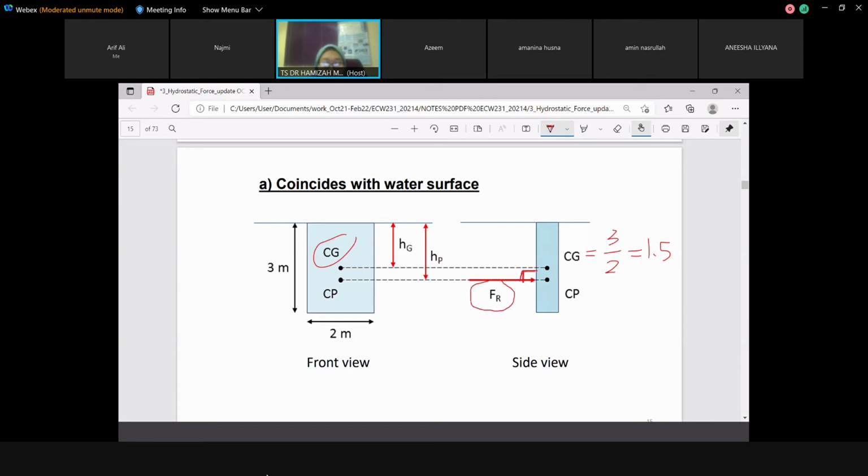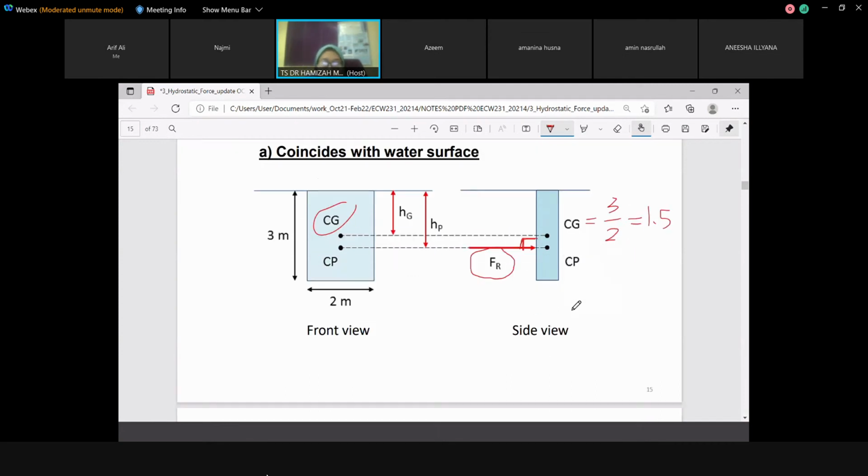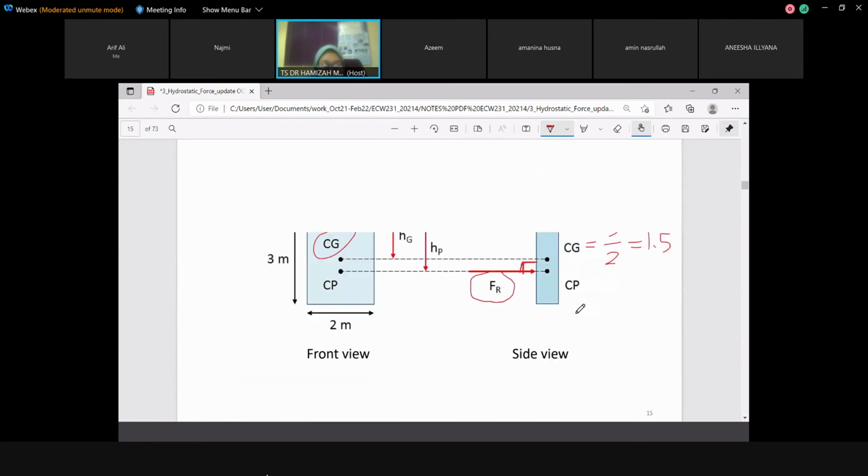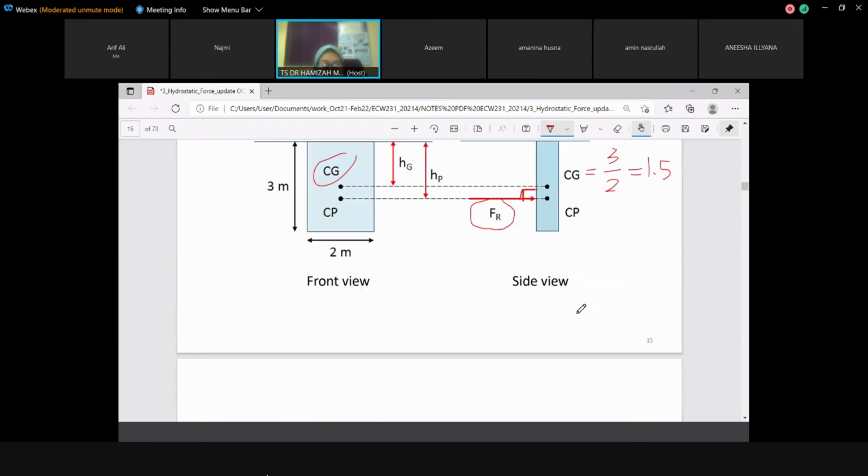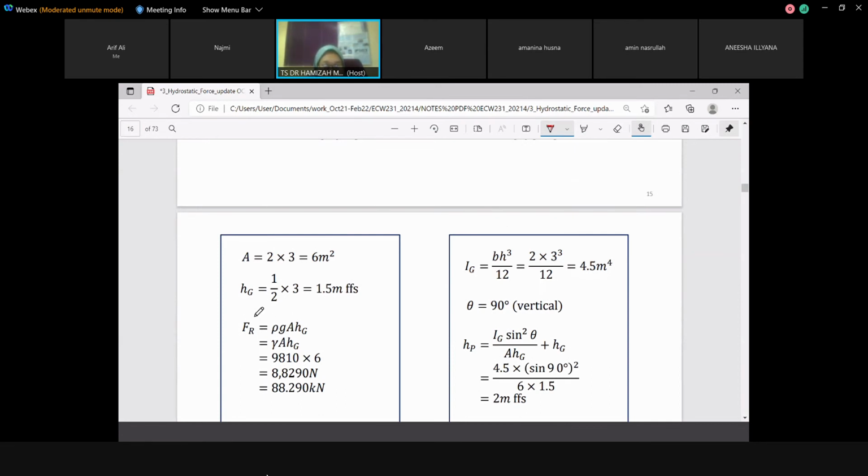Okay, and then the HP, we need to use the formula. You cannot directly use, kita tak boleh estimate lah. We need to use the formula. Okay, so the area ialah 2 times 3. Okay, and then we apply this formula, resultant force, rho G area Hg. Okay, 1000 darab 9.81 darab 6 and darab 1.5. So you get this as the force.